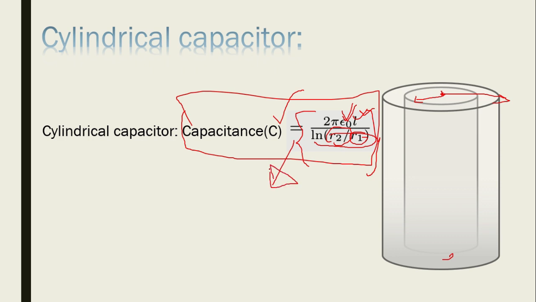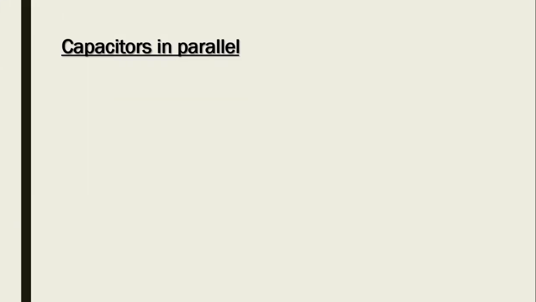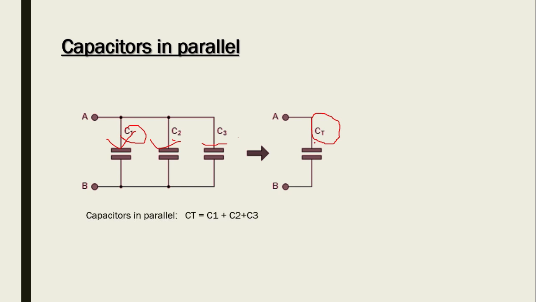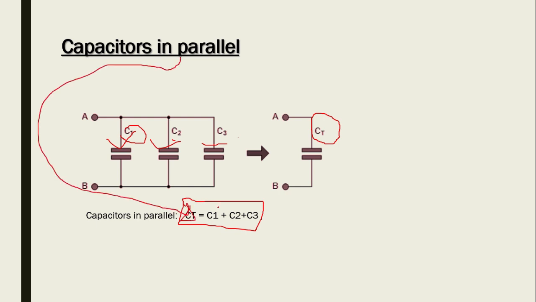Now let us solve some simple problems on different types of connections of capacitors. Let us start with capacitors in parallel. If capacitors are connected in parallel as shown in this figure and we want to find the equivalent capacitance, that is, if three capacitors with capacitances C1, C2 and C3 are connected in parallel, then the equivalent capacitance is given by Ct equals C1 plus C2 plus C3. If the capacitors are connected in parallel, then equivalent capacitance is given by the addition of all capacitances.